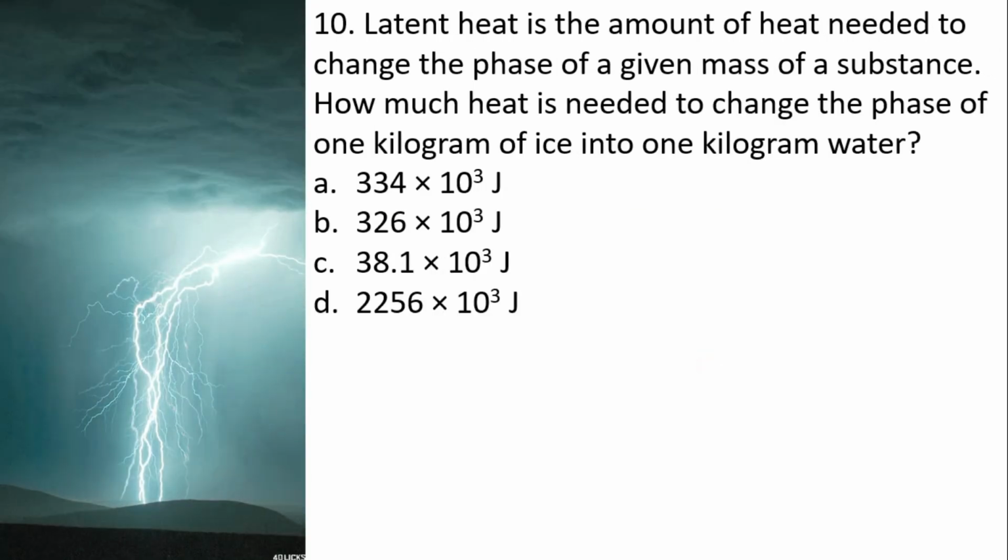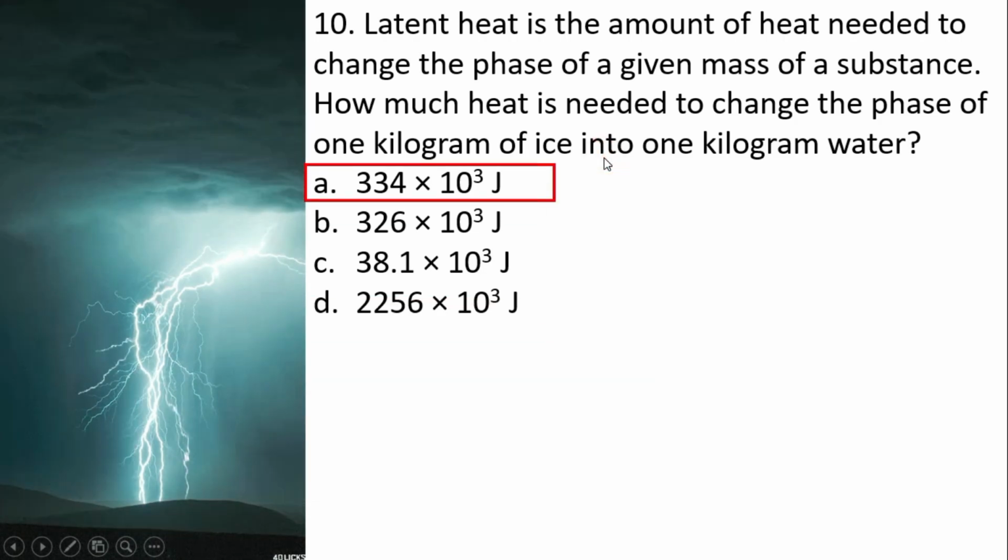Okay? Number 10, latent heat is the amount of heat needed to change the phase of a given mass of a substance. Okay? Either solid to liquid, liquid to gas, or gas to solid. How much heat is needed to change the phase of 1 kilogram of ice into 1 kilogram of water? Okay? So the correct answer here is 334,000 joules.